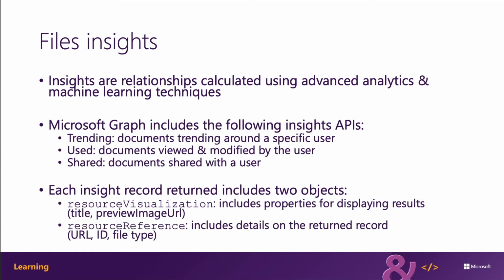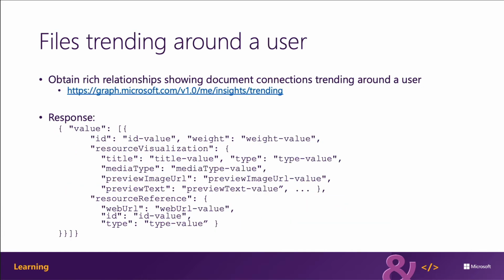Each endpoint is returned with a resource visualization and a resource reference complex value type. The resource visualization object contains properties such as title and preview image for some rich results. Rich relationships are connecting a user to documents that are trending around the user that are also relevant to that current user.